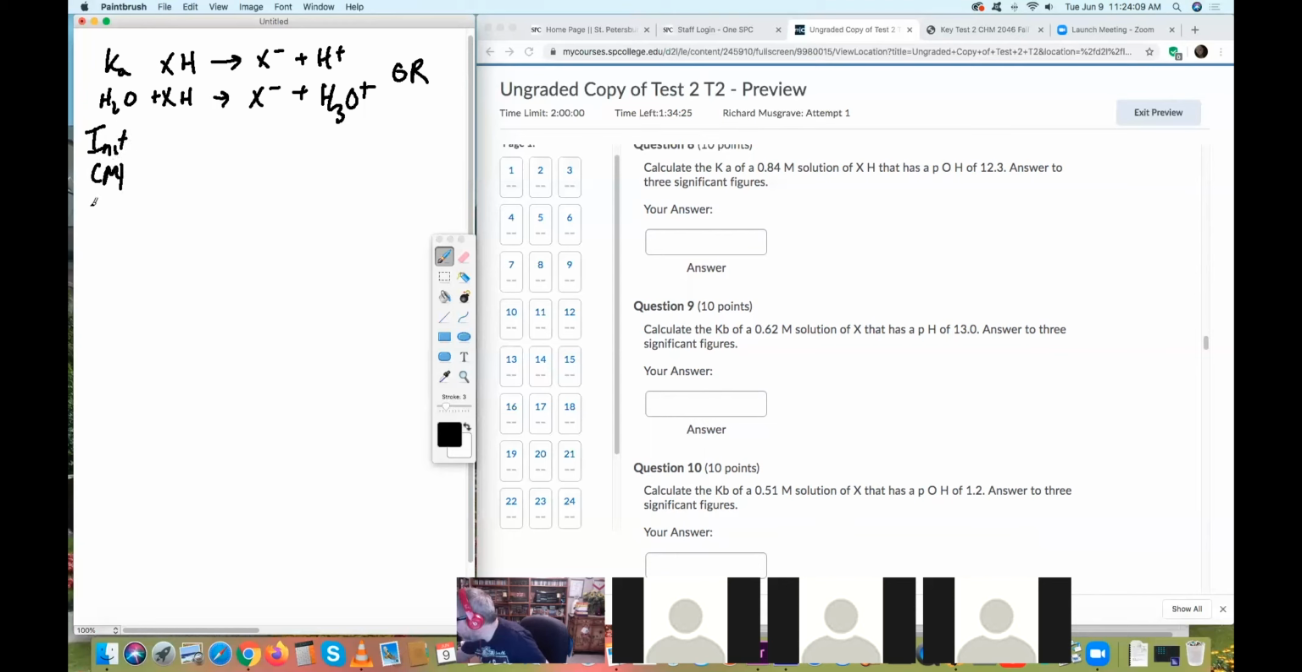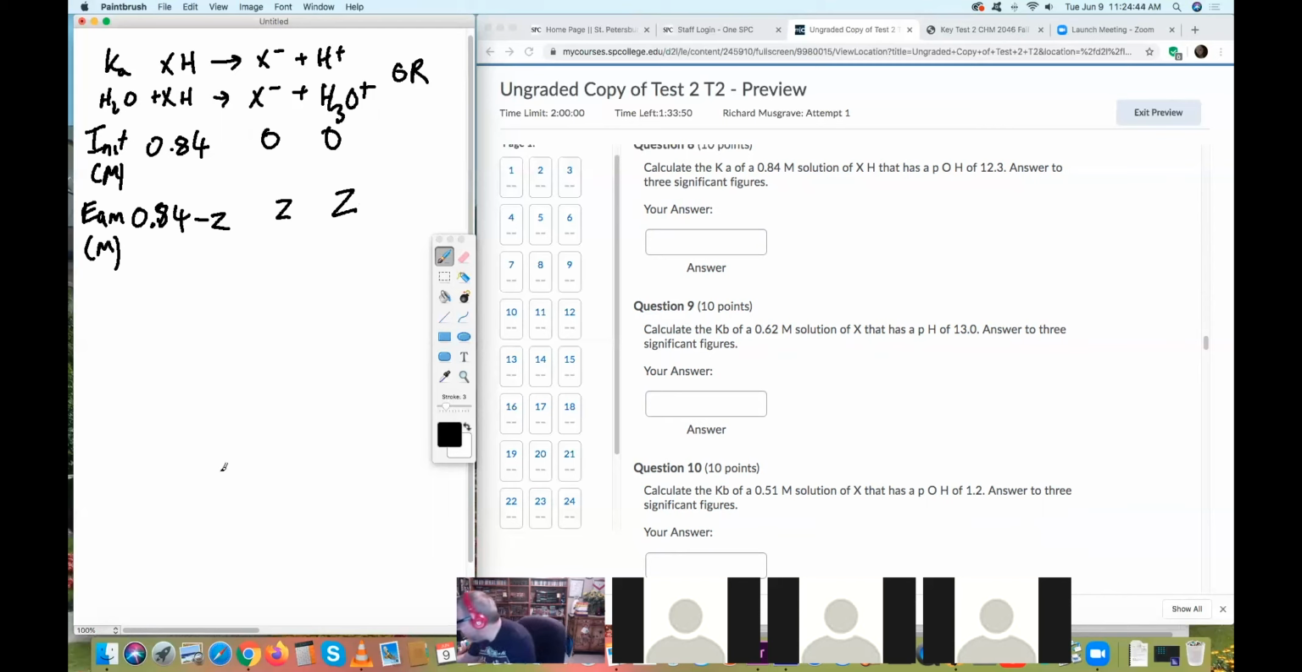And we do an initial molarity, and then we do equilibrium molarity. We did this last time when we talked about question 4. So the initial is going to be 0.84, and we'll have 0 and 0 on the products. And then here, we're going to have 0.84 minus Z, and that's going to be Z and Z. All right, so we did this last time in test 1, so I'm hoping you'll remember that. Does anybody have any questions so far?